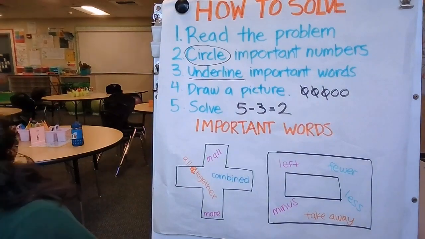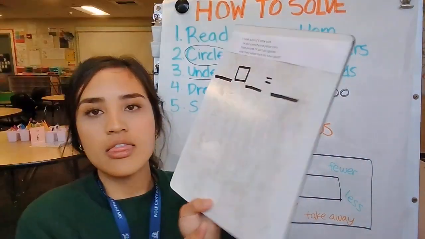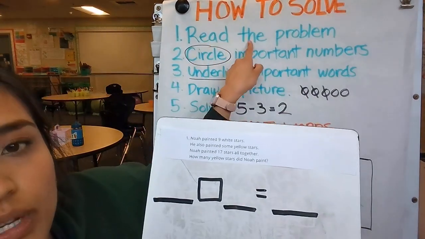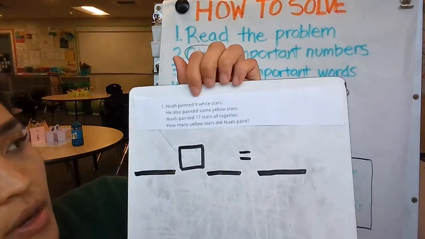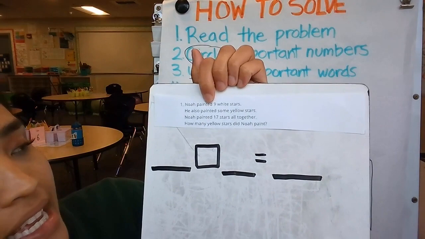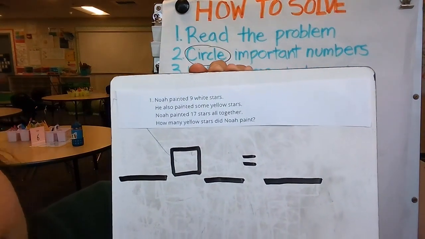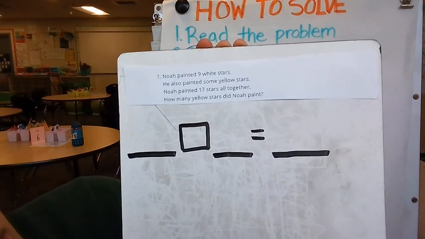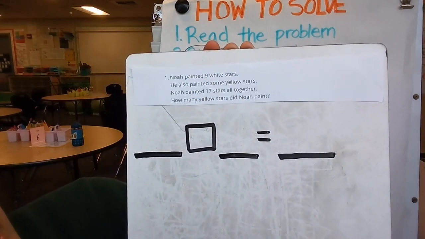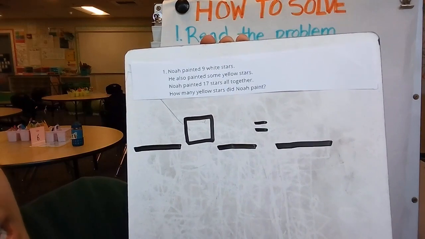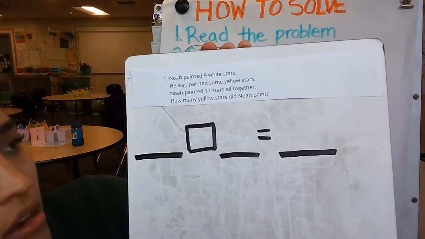Let's start with this one. Step 1 says read the problem. So here we go. Let's read it. Noah painted 9 white stars. He also painted some yellow stars. Noah painted 17 stars all together. How many yellow stars did Noah paint?